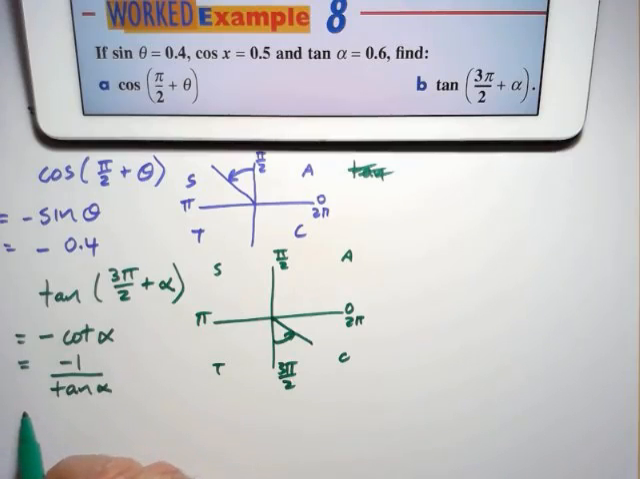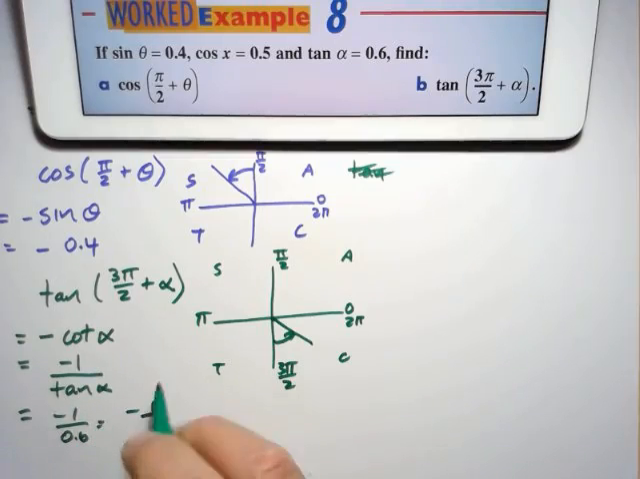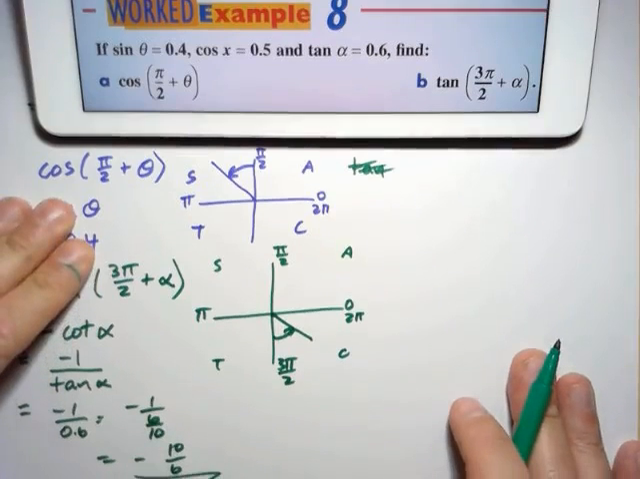This will then give us an answer of negative 1 over 0.6. You can do that with the calculator, or you can say 0.6 is the same as 6 over 10. This one turns around, so it becomes minus 10 over 6. And that will be your answer.